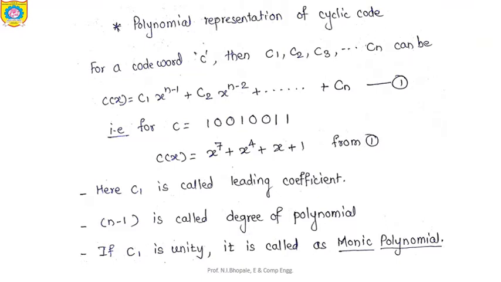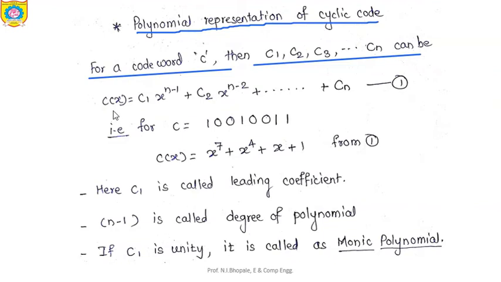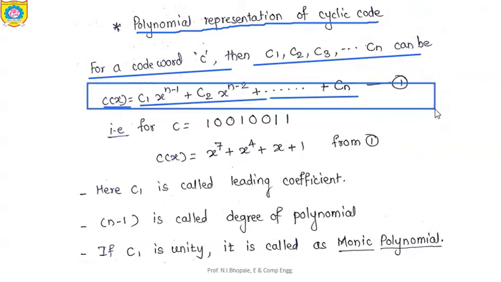Let's discuss now the polynomial representation for the cyclic code. If I say for a code word, let's say it is C, then C1 to Cn can be the coefficients of this C. So let's represent C of x as C1x raised to n minus 1 plus C2x raised to n minus 2 till Cn. This is equation number 1.